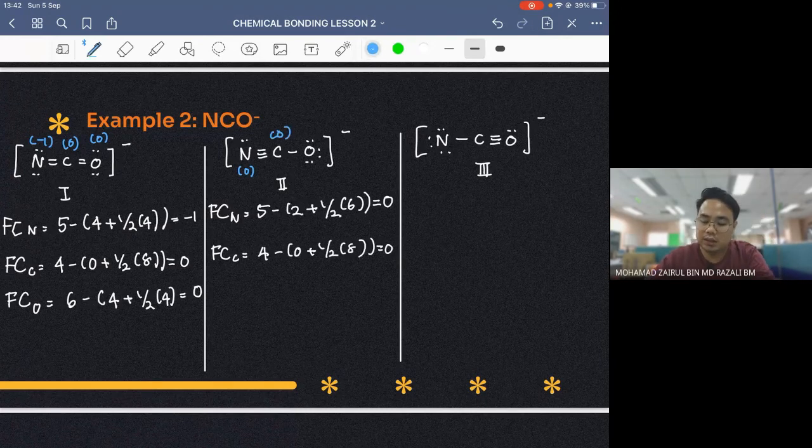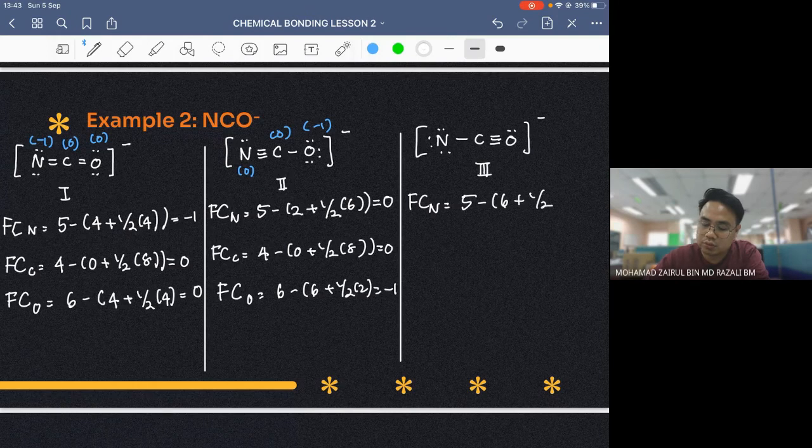Okay, let us try to calculate the formal charge for the oxygen. So oxygen: the formal charge for the oxygen is 6 minus 6 plus half 2, so equals minus 1. So this one is minus 1. Okay, so we do the same for structure 3. So the formal charge of nitrogen is equal to 5 minus 6 plus half 2, so minus 2. So this one is minus 2.